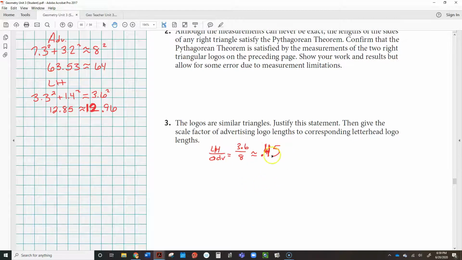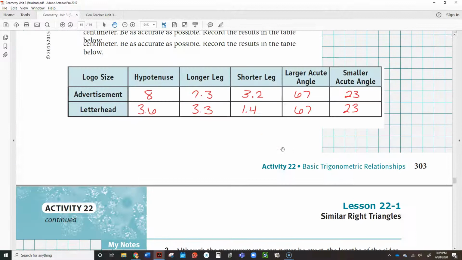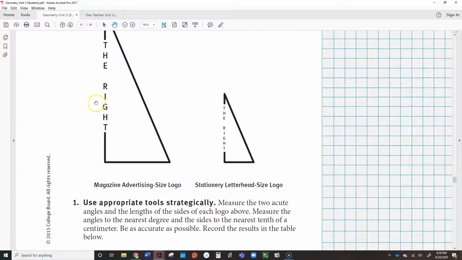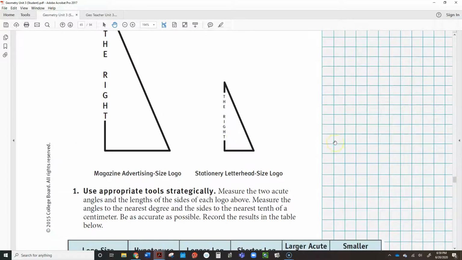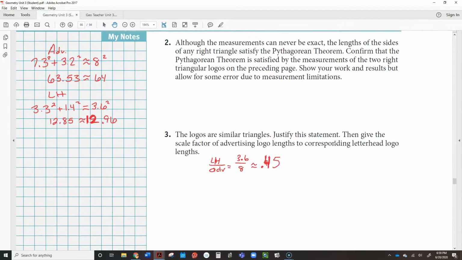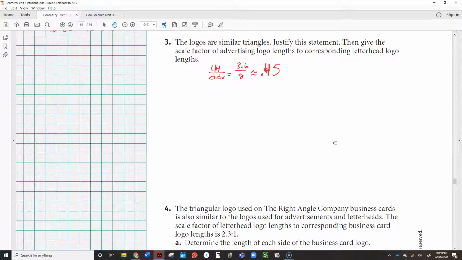So obviously 0.45 is a decimal, a number between 0 and 1. So that means that I am reducing it. And as you can tell over here, it is a reduction to go from the advertisement to the letterhead. So that seems to be accurate.